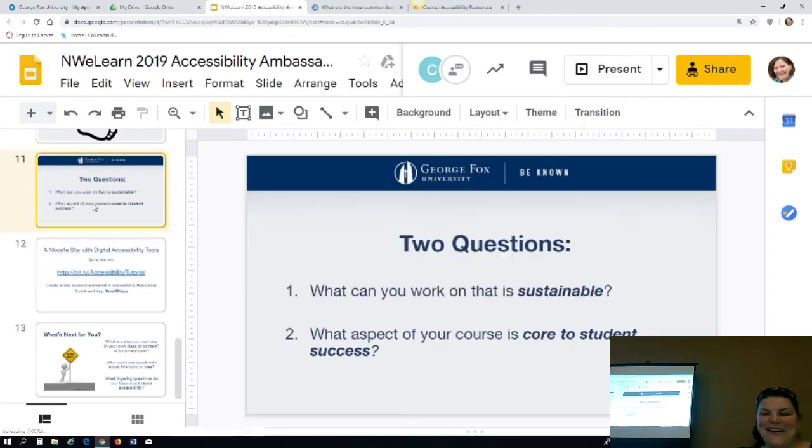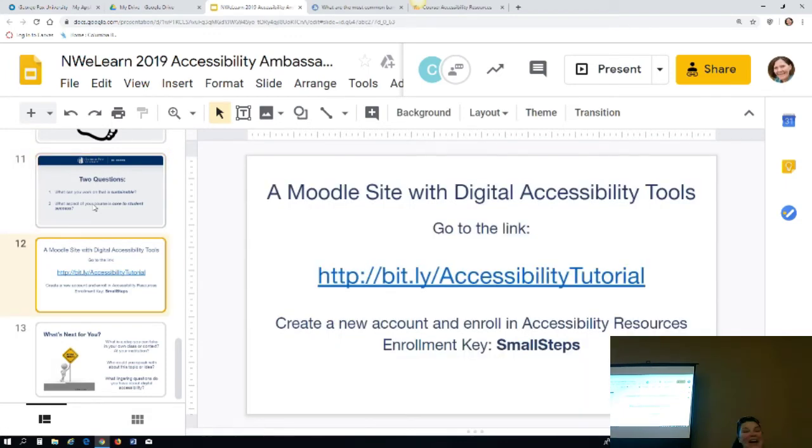And so this is a bit.ly link. I keep trying to load it, but this system all day has been just a pain. So this is our open access public Moodle site where Gloria has culled together all of our practices that we give to our faculty colleagues on what you can do with certain aspects of your course to make them accessible. So it's bit.ly/accessibilitytutorial.